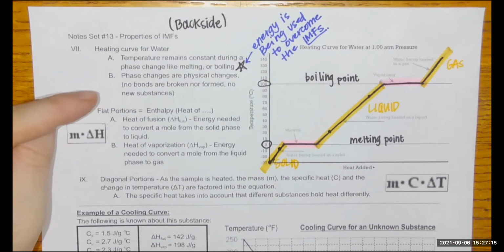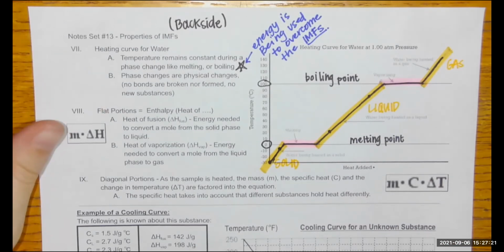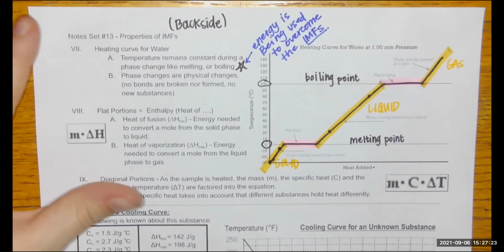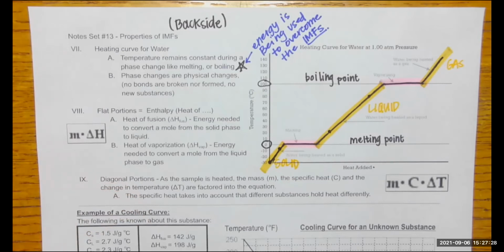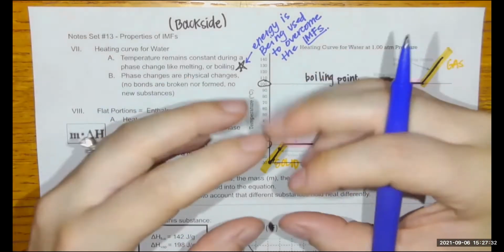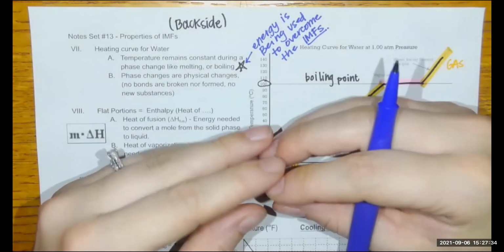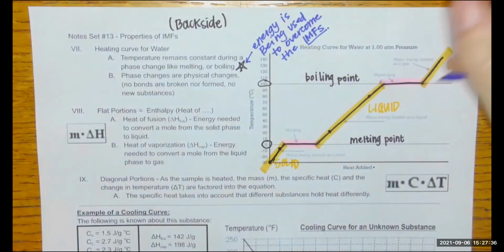Remember that phase changes are physical changes. We're not breaking bonds. We're not forming bonds. No new substances are happening. It's not a chemical reaction. We're literally just overcoming the IMFs, saying, do the IMFs keep it together in solid form, or is there too much energy so that it's a liquid or a gas?